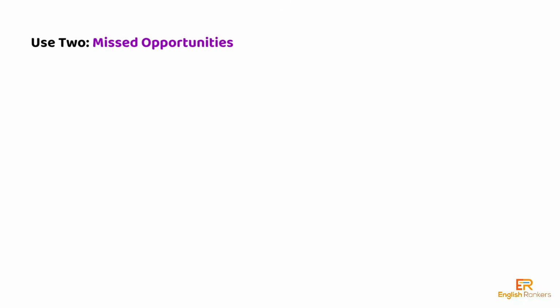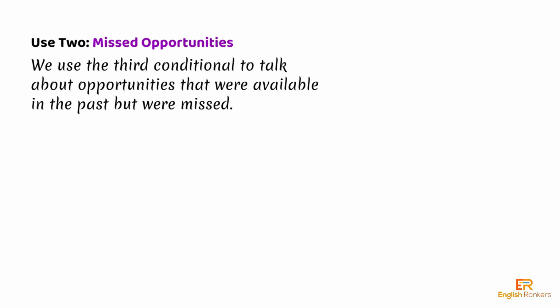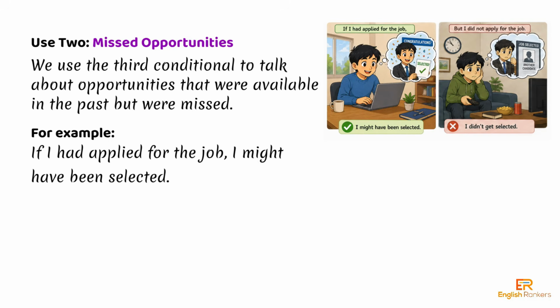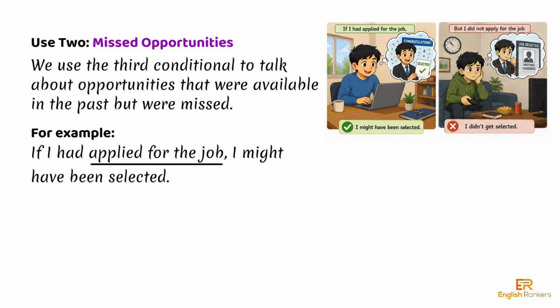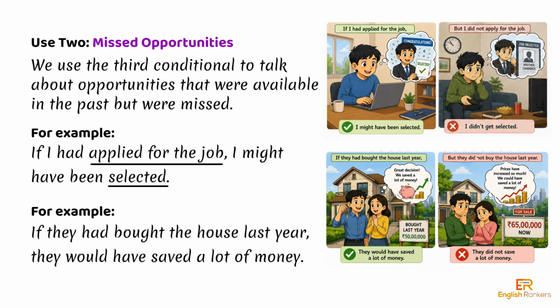Use 2. Missed opportunities. We use the third conditional to talk about opportunities that were available in the past but were missed. For example, if I had applied for the job, I might have been selected. I did not apply for the job. Therefore, I did not get the opportunity to be selected. Another example is, if they had bought the house last year, they would have saved a lot of money. They did not buy the house last year. Therefore, they missed the opportunity to buy it at a lower price.